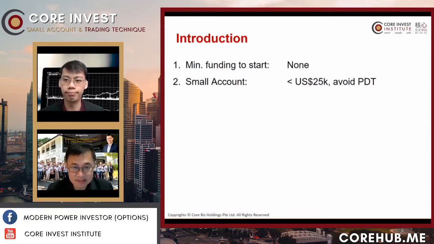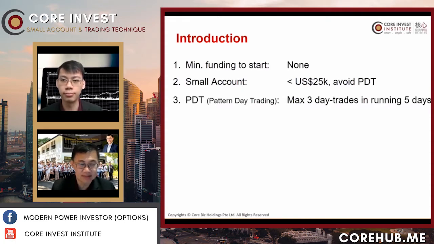So what is PDT? It is something that most people actually do not know, but let us tell you what it is. PDT stands for pattern day trading. If you do more than 3 day trades in a running 5 days, you're in trouble. It causes you to have a suspension of 3 months. So what is 3 day trades in a running 5 days? A day trade means you open and close a transaction within the same day.